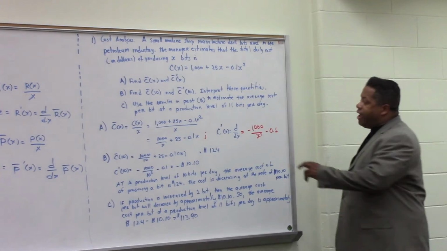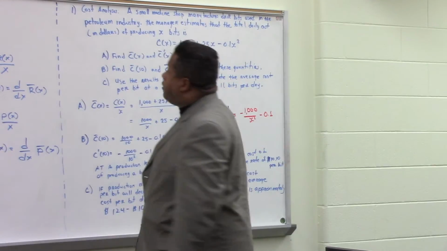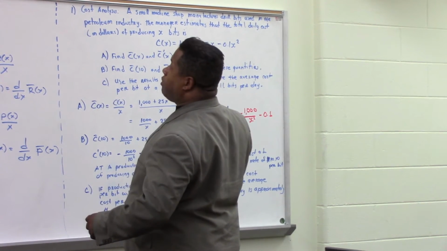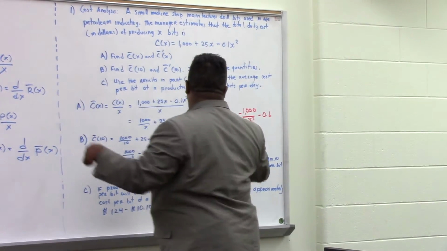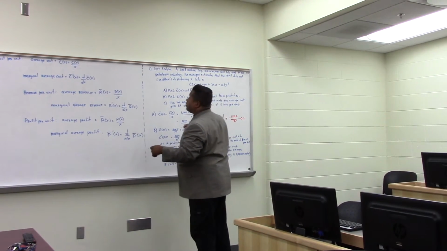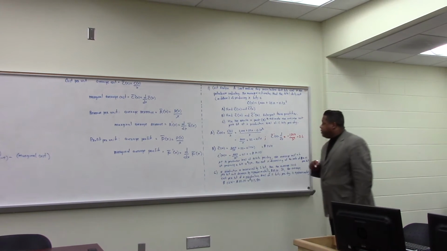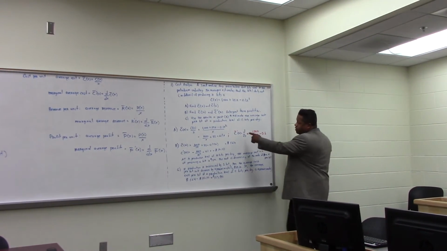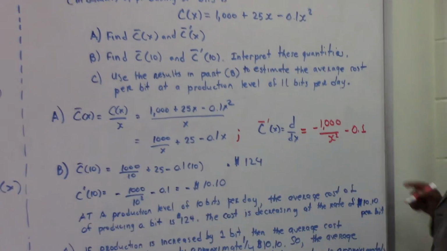Now, with that, we want to find the derivative. We want the derivative, C bar prime of X. There we go. So when we take the derivative of that with respect to X, we come up with negative 1,000 over X squared minus 0.1.